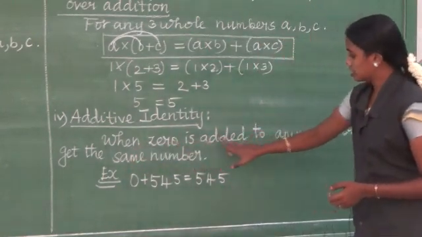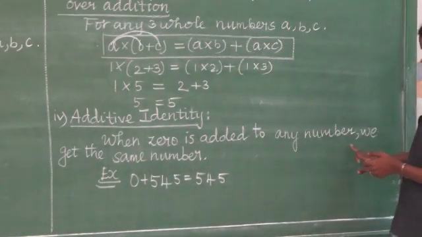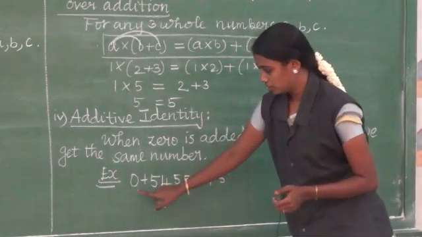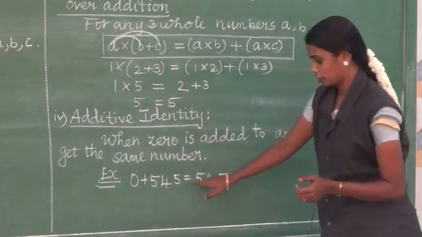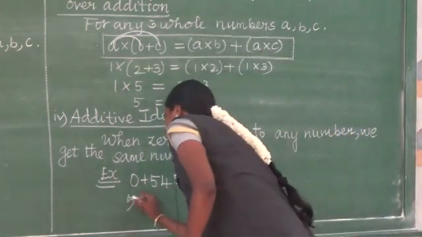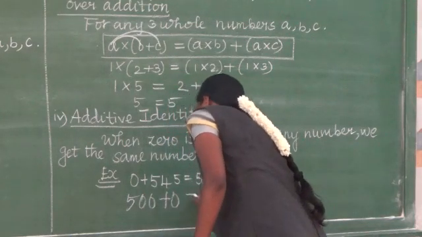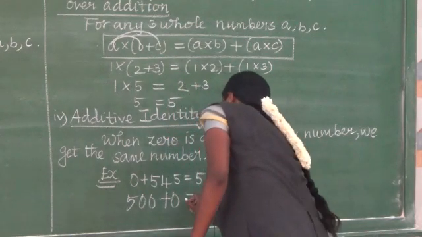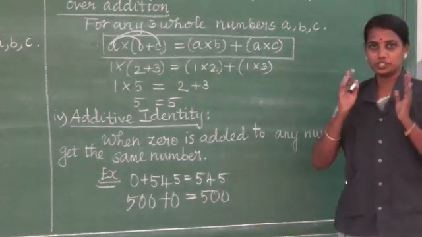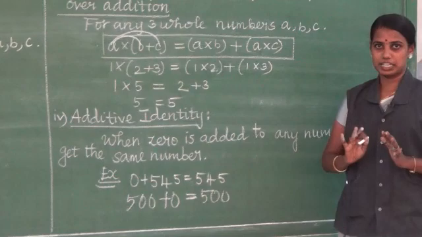Likewise, when you add any number with 0, you will get the same number. When 0 is added to any number, we get the same number. Example, 0 plus 545 equal to 545, or else 500 plus 0 also 500. Okay, clear? Whatever number you add with 0, you will get the same number.